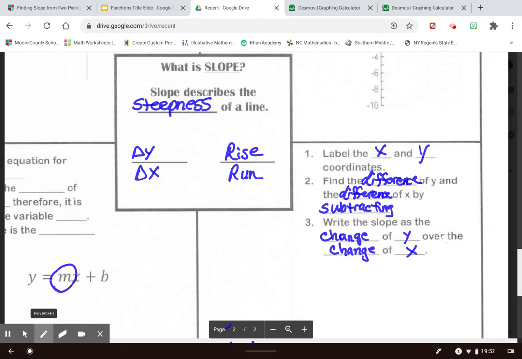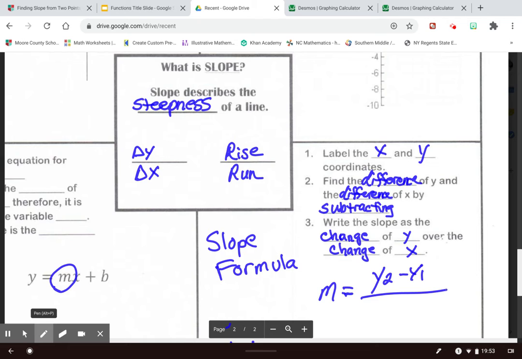All right, so here we're going to learn what we call the slope formula. And this is another one of those things that is going to be with you the rest of your math career. And so here is how the slope formula is written. It's going to be m equals, and we get m because it's the m value of your linear function, y2 minus y1 over x2 minus x1. Okay, so that is the slope formula.